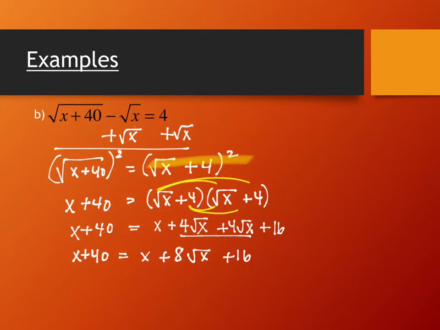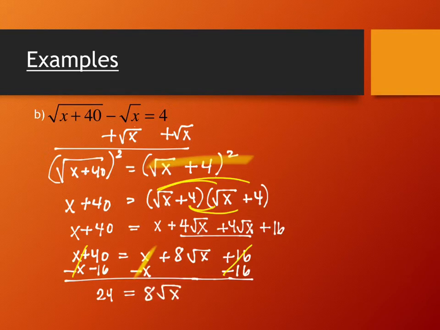Because I'm going to subtract the x from the right-hand side, and what's going to happen on the left-hand side? It's going to cancel. So I'm actually going to not end up with another variable x. And I'm going to do the same thing on my 16. It doesn't completely cancel, but it does combine. So these x's go away. 40 minus 16 is 24. These x's go away. And these 16s go away. So on the right-hand side, I'm left with 8 square root x.